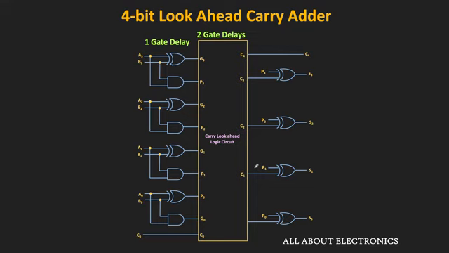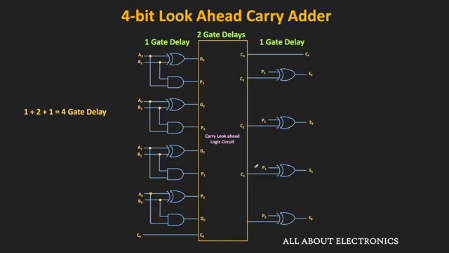And to generate the sum output, we require one more XOR gate. So the sum output of all the bits will be available after one more gate delay. That means overall, the valid stable output of this look-ahead carry adder will be available after 4 gate delays. So for the time being, let's assume that all the logic gates in this adder have the same propagation delay. So with that assumption, the output of this look-ahead carry adder will be available after 4 gate delays.